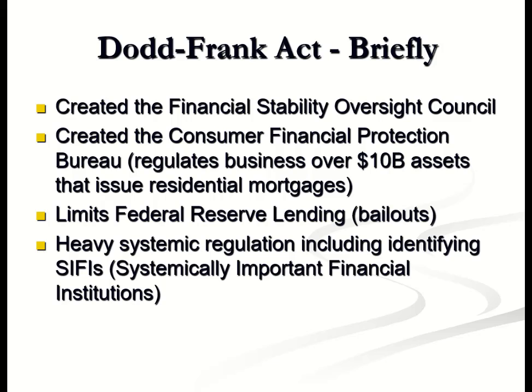The Dodd-Frank Act also created the Consumer Financial Protection Bureau, which regulates businesses with over $10 billion in assets that issue residential mortgages to try to prevent those abuses that we saw in subprime lending. The Dodd-Frank Act also limits Federal Reserve lending. In other words, the bailouts that it did in the Great Recession. Congress was upset over the fact that taxpayer money was used to bail out financial institutions that took heavy risks that were viewed by some to be basically gambling at taxpayers' expense.